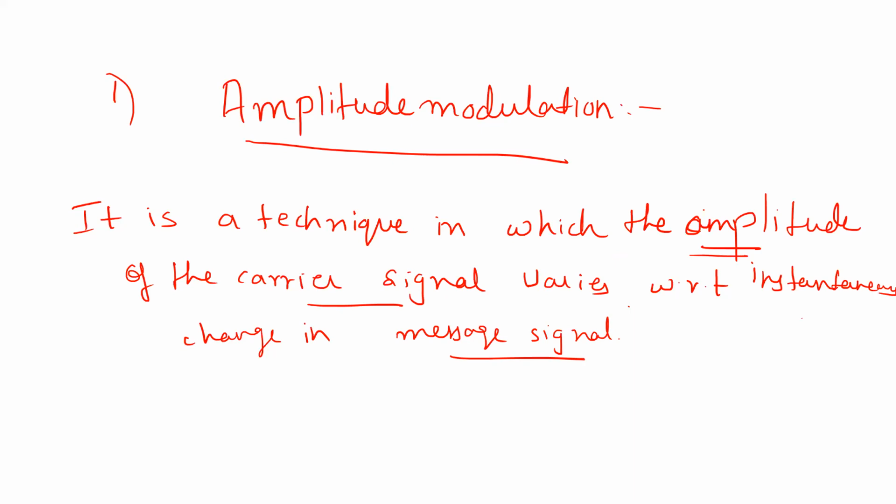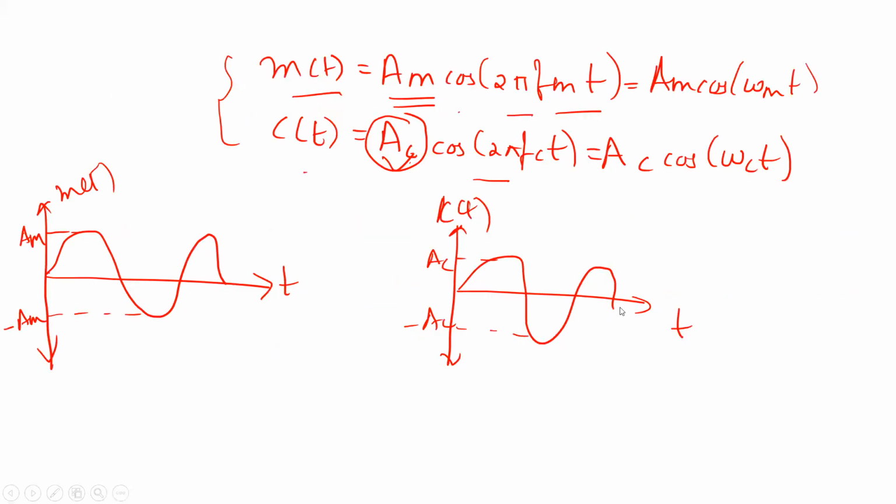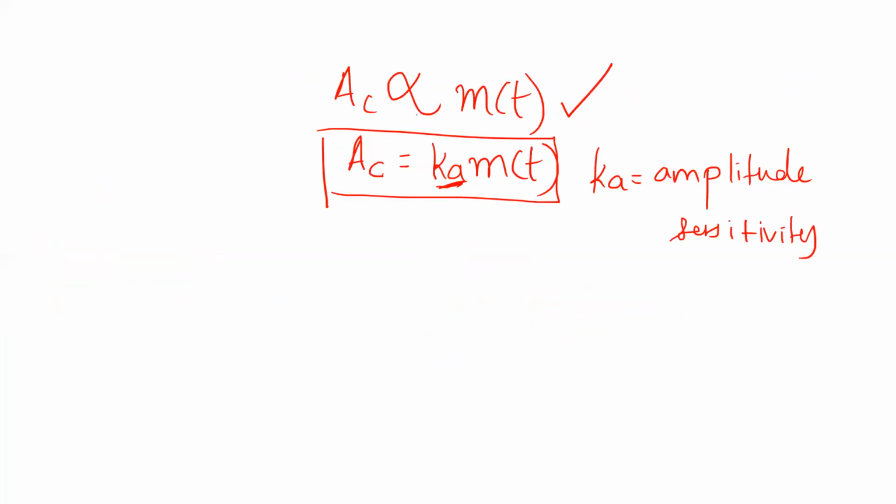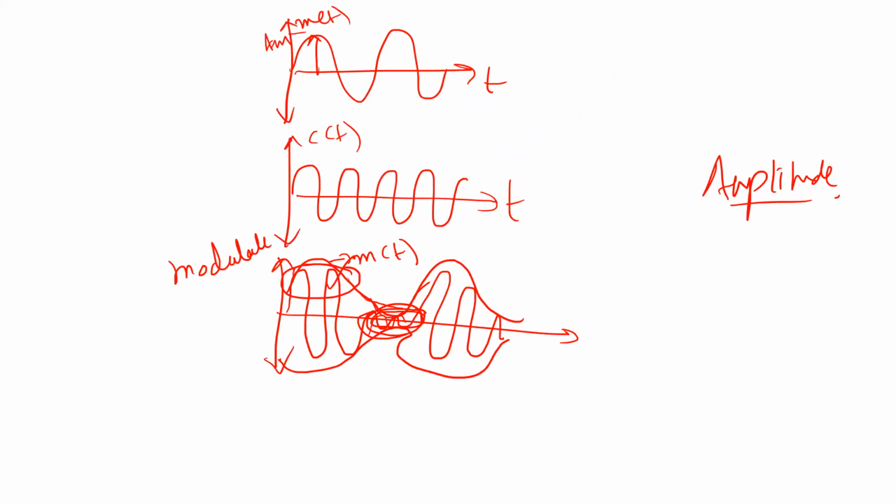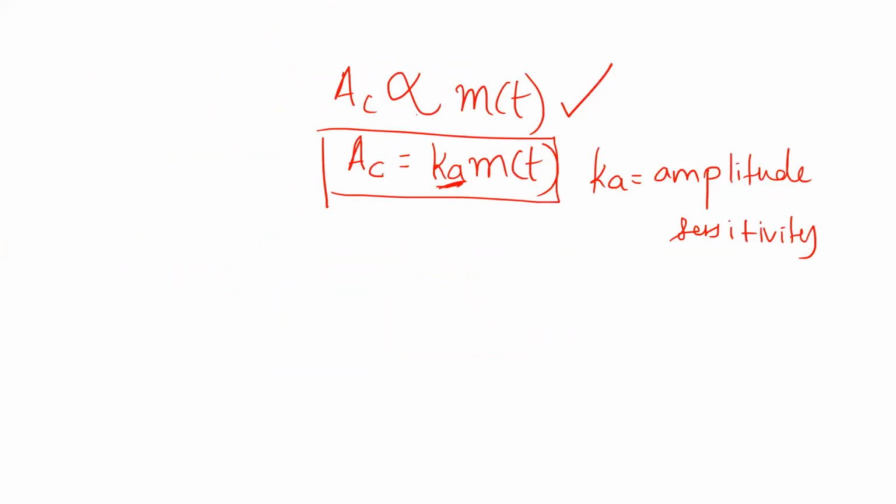What do you mean by amplitude modulation? It's a technique in which the amplitude of the carrier signal varies with respect to the instantaneous changes in the message signal. The expression for amplitude is Ac equal to Ka into m of t. So what is Ka? Amplitude sensitivity.